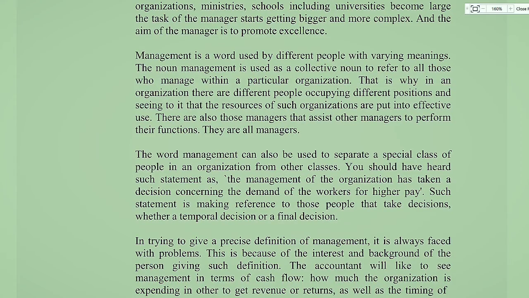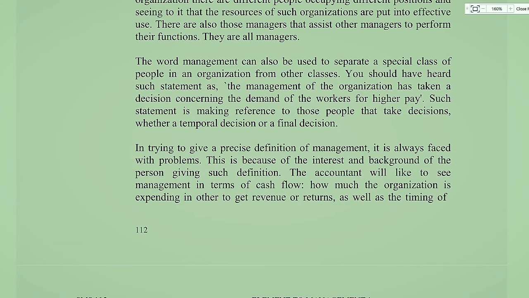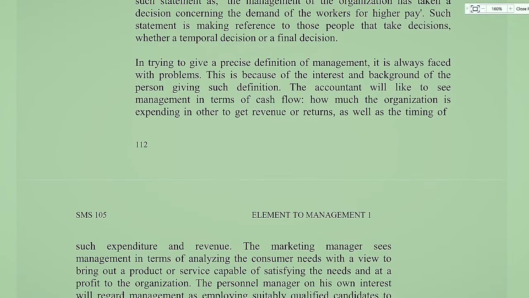They are all managers. The word management can also be used to separate a special class of people in an organization from other classes. You should have heard such a statement as: the management of the organization has taken a decision concerning the demand of the workers for higher pay. Such a statement is making reference to those people that take decisions, whether a temporary decision or a final decision. In trying to give a precise definition of management, one is always faced with a problem.